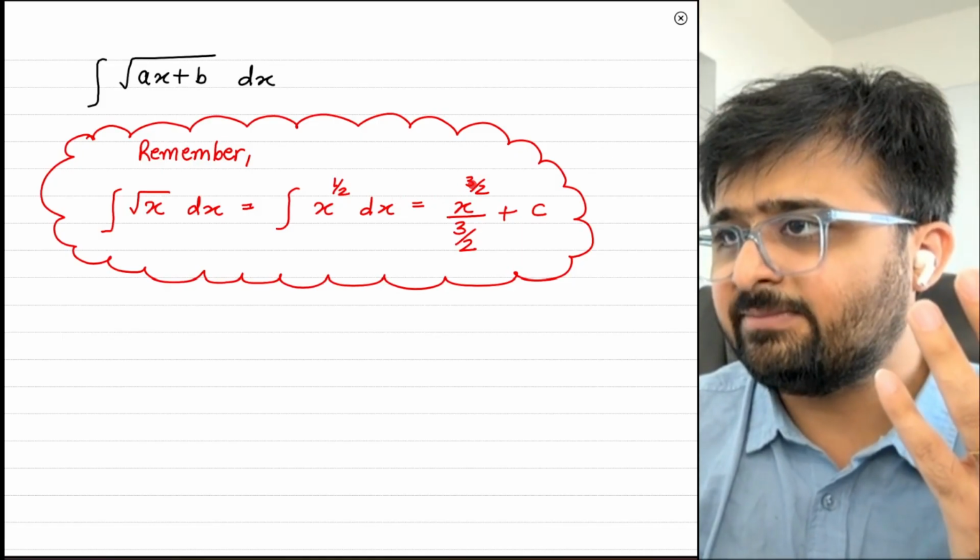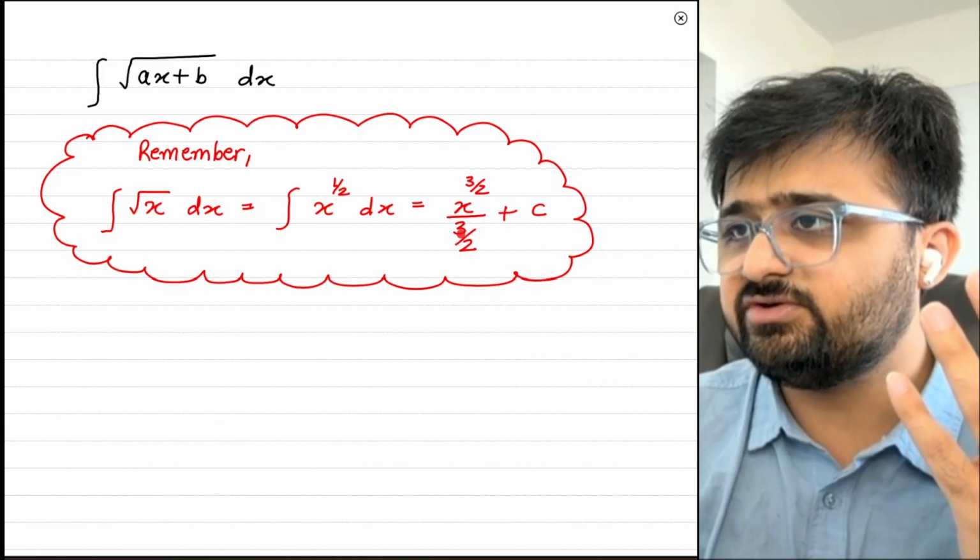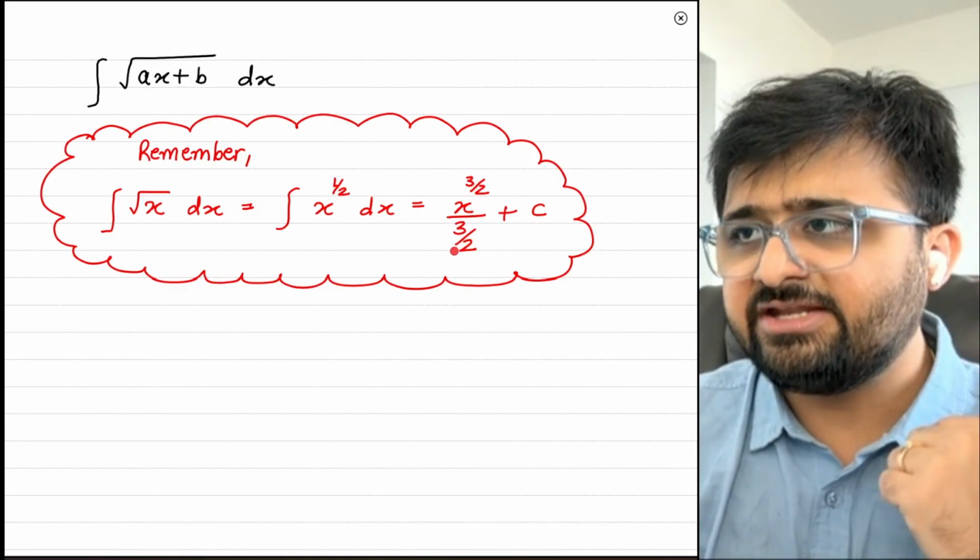So x to the power n plus 1 divided by n plus 1. So that becomes x to the power 3 by 2 divided by 3 by 2. So we increase that power by 1 and divide by the same power.